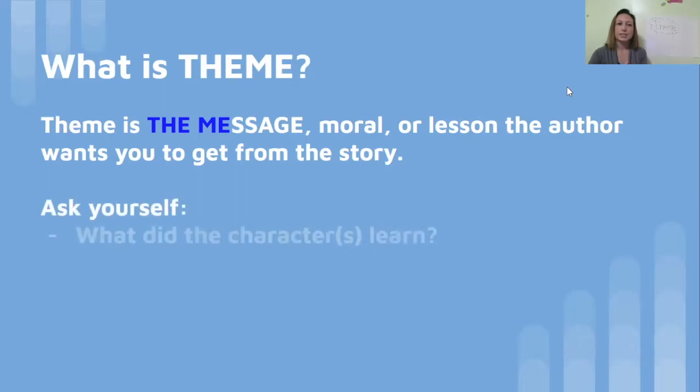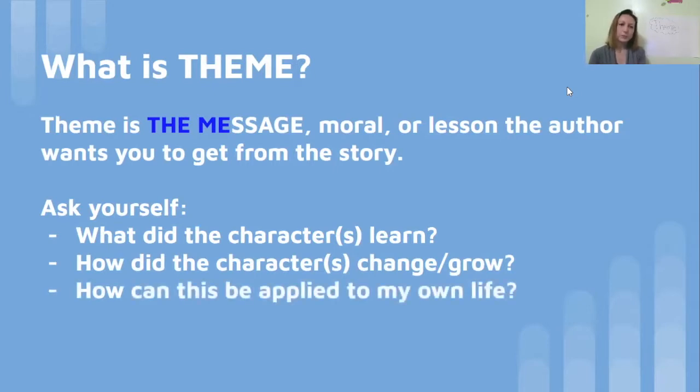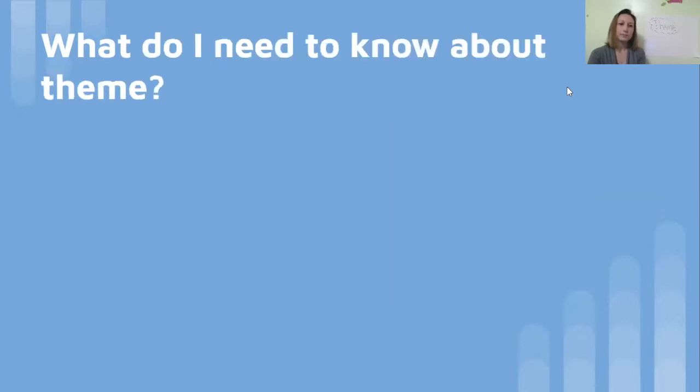So you are going to ask yourself, what did the character or characters learn throughout the story? How did the character or characters change, or did they grow in some way? Were they one way at the beginning of the story, and maybe they were a little bit different in their thinking or their behavior at the end of the story? And how can this theme, this message, moral, or lesson be applied to my own life?